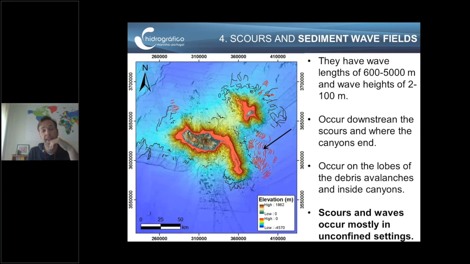The sediment wave fields, this is one of the biggest examples that we have here. These wave fields have wavelengths of 600 to 5,000 meters and wave heights of 2 to 100 meters. As I said before, they normally occur downstream of the scours, and where the canyons end. You don't see it very well here, but we'll see it in the next image. The canyons normally end about here in the Desertas, and some sediment waves also occur in the lobes of the debris avalanches and inside the canyons, as in this example. As I said before, these scours and waves occur mostly in the unconfined part of the island, where there are no canyons.